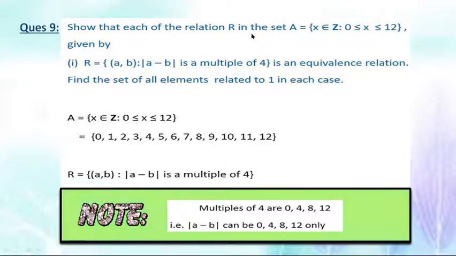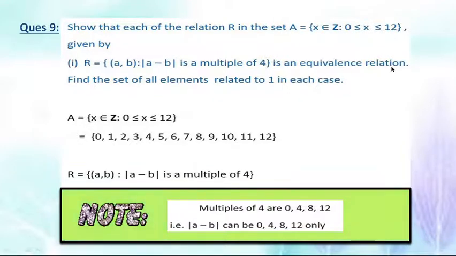Show that each of the following relation in the set A, where x belongs to integers and it is greater than or equal to 0 and less than or equal to 12, given by this relation, mod of A minus B is a multiple of 4, is an equivalence relation. And then we have to find the set of all elements which are related to 1 in each case.